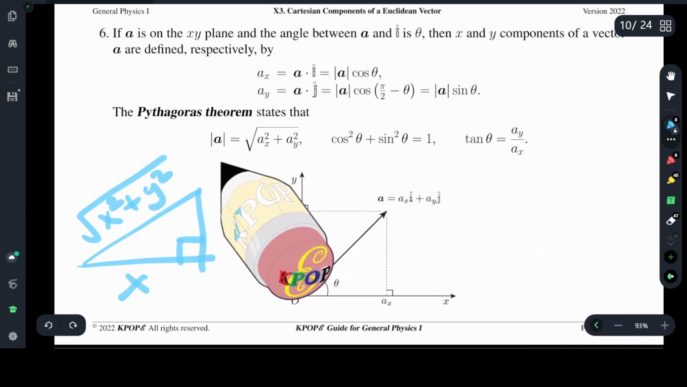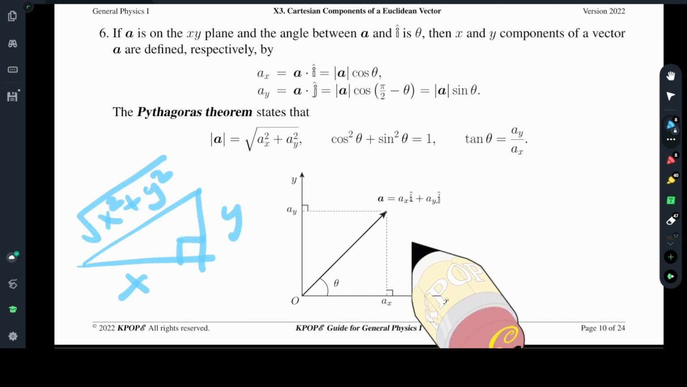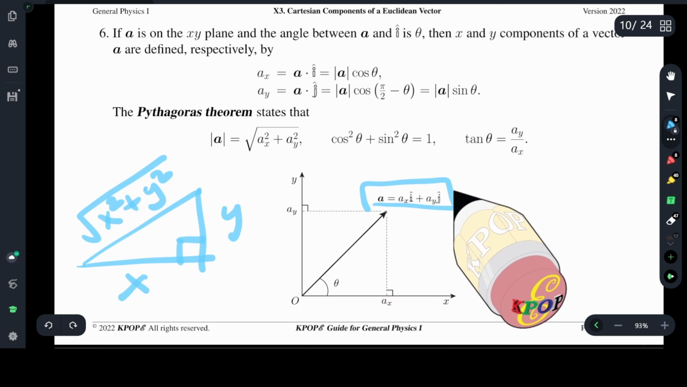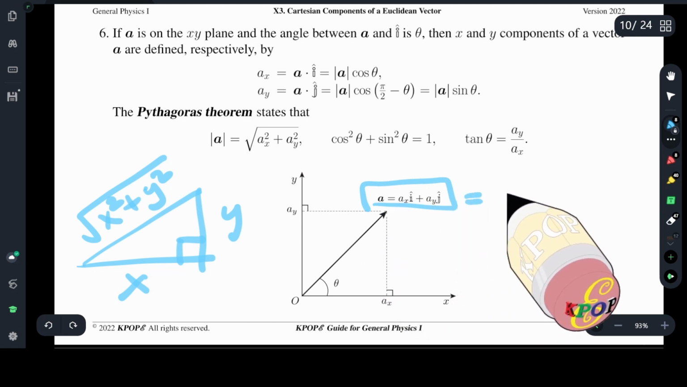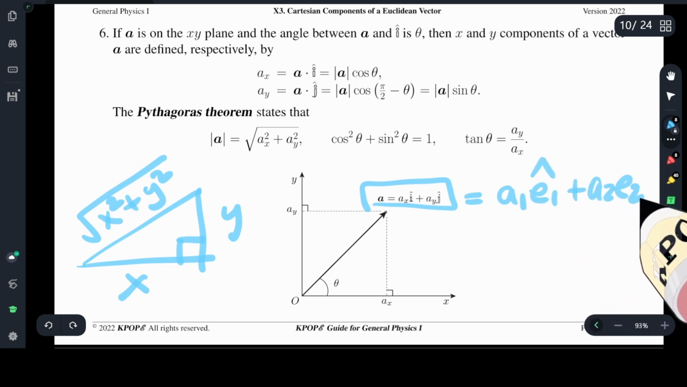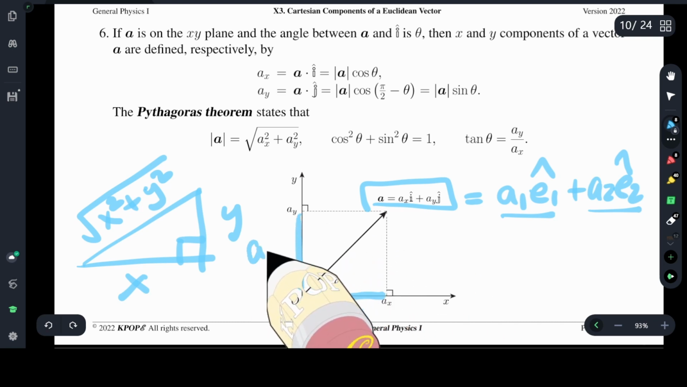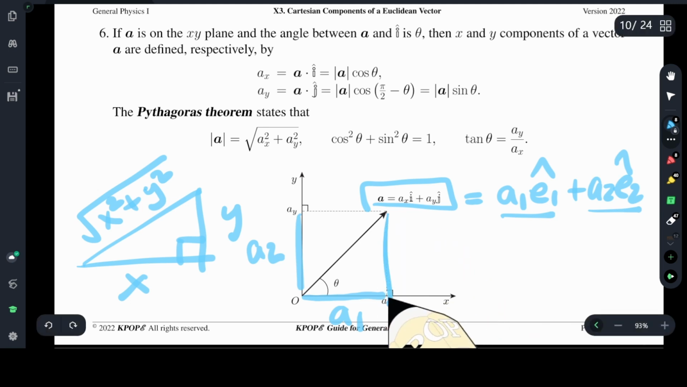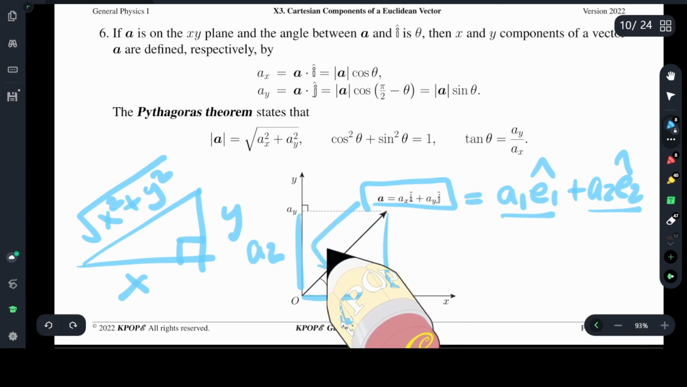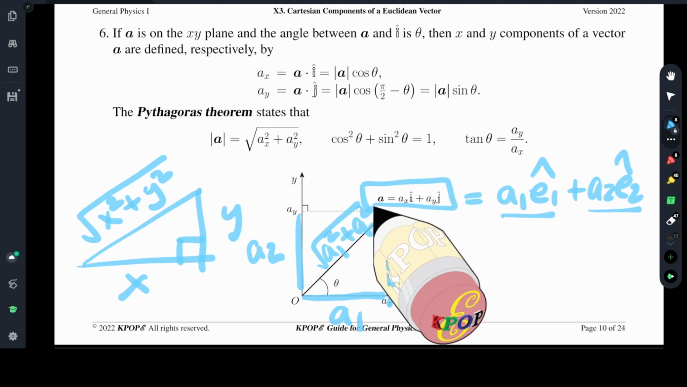This is also true for any vector in the Cartesian coordinate system. In the Cartesian coordinate system, a vector can be decomposed into a1 e1 hat plus a2 e2 hat. They are orthogonal to each other. They are perpendicular to each other. So the horizontal side is a1, and the vertical side is a2. And this is a right triangle. Therefore, the magnitude is the square root of a1 squared plus a2 squared. Okay?